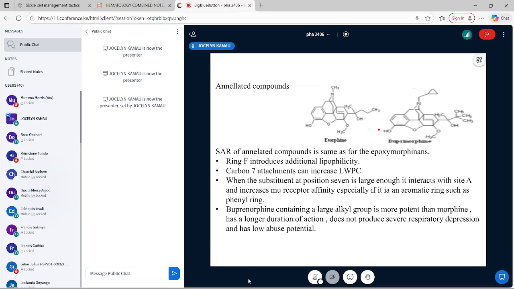So these are the unrelated compounds we've already discussed. You can see etorphine. You can see what the major difference there. This is buprenorphine. I hope you appreciate the difference there. It has a cyclopropyl that has a methyl.